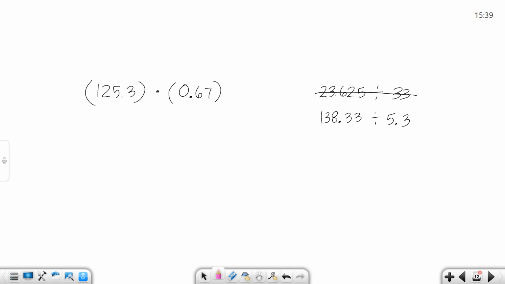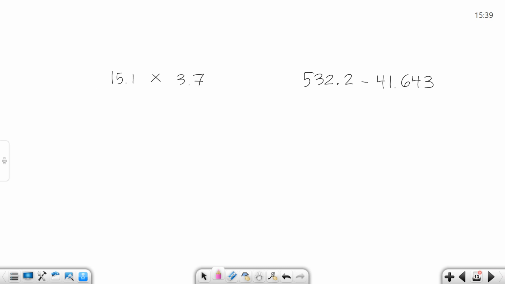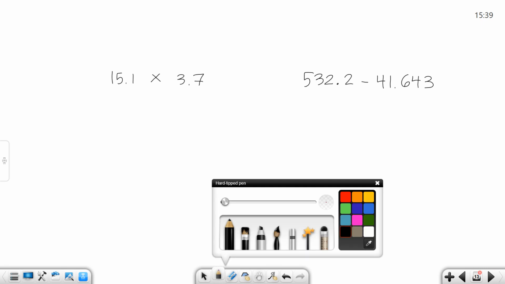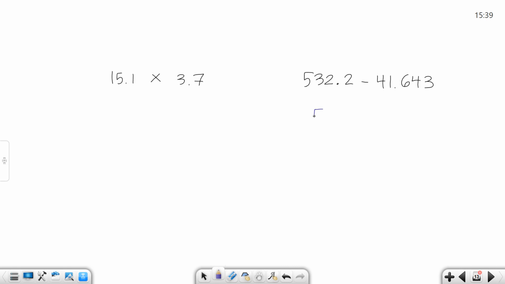Okay, so then they ask you to multiply. Well, that's a whole different ballgame, multiplying and dividing. I'm going to skip over for just a second. There's one more subtraction. So I wanted to go ahead and jump to the subtraction. This number that I have here is 532.2. Now when I get ready to line up the 41, the decimal has to go here, and the decimal has to go here in the answer. So this is 41.643.